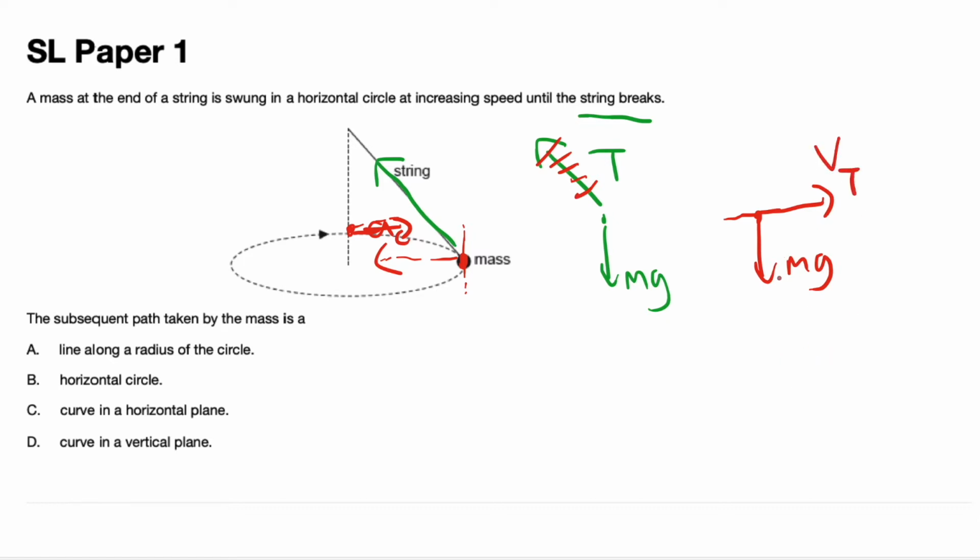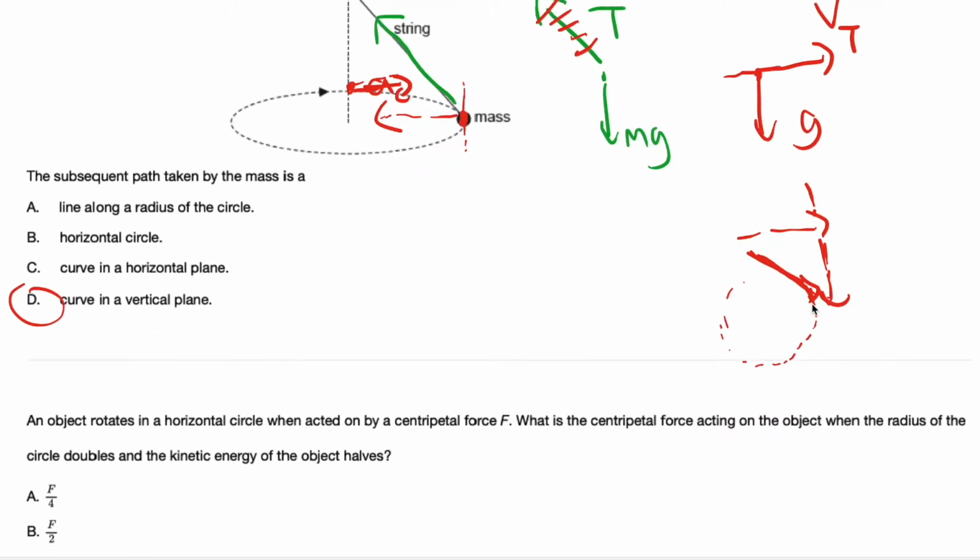And from this, we can know the path taken, right? It's going to be moving in a curve in the vertical direction. So D is the correct answer. I know here I drew the force of gravity, but to be more accurate, I should draw the gravitational acceleration by Earth, since this is also a vector quantity that relates to velocity.